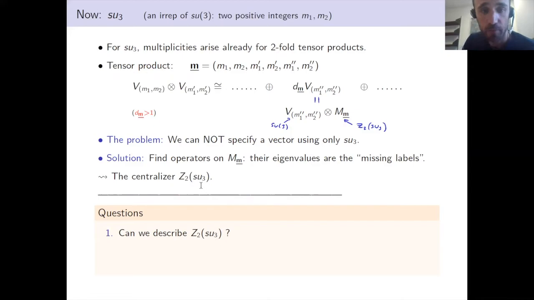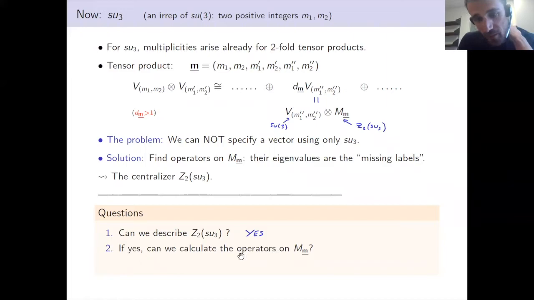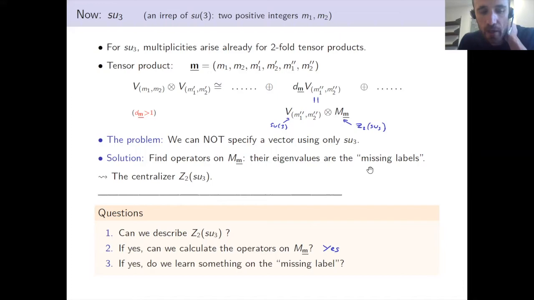It turns out that we were able to do it. But then, can we calculate explicitly the operators acting on the multiplicity space, resolving the multiplicity and giving the missing label? Well, we could do that also. And the third question is, now that we have done that, did we learn something about the missing label problem? And this I will try to answer in the remaining 15 minutes or so of the talk.